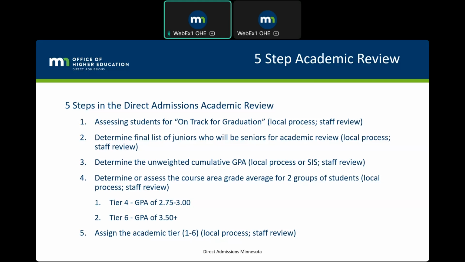The third step is determine the unweighted cumulative GPA. Most systems, in fact, I don't think we found one system yet that hasn't been able to download an unweighted report. So most SIS systems can download a report for you, and then you would need to review it. And then the fourth step is determining or assessing the course grade average for two groups of students, Tier 4 and Tier 6. The fifth step is assigning the academic tiers 1 through 6. This sounds like a lot, but we have developed several resources to help you complete these steps. Next slide, please.